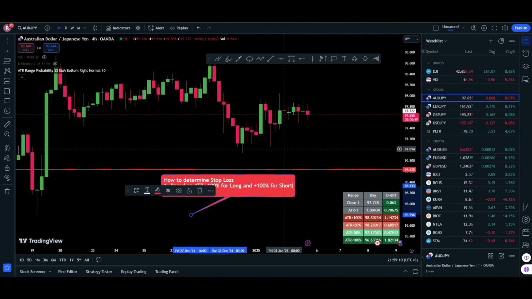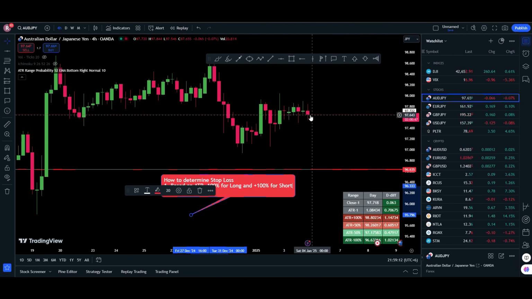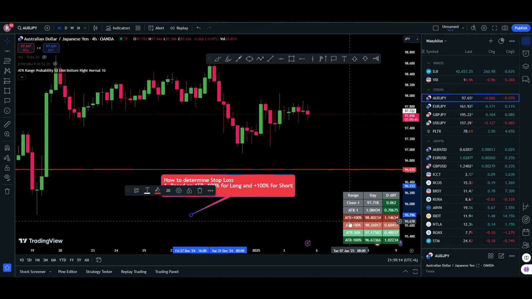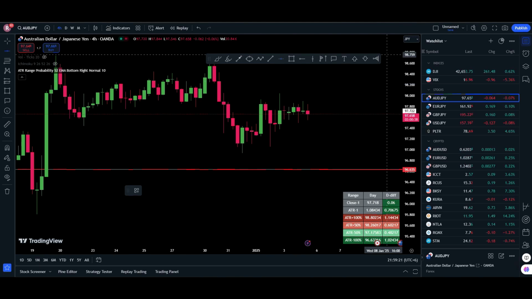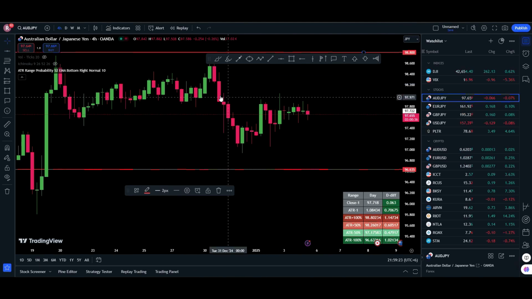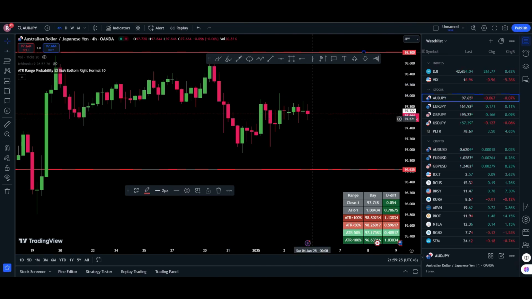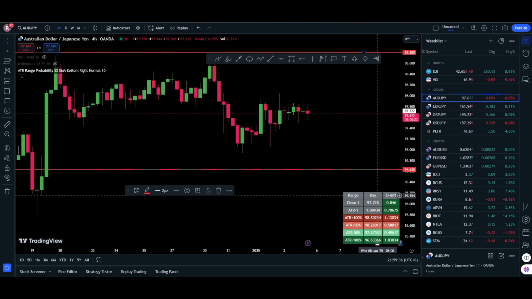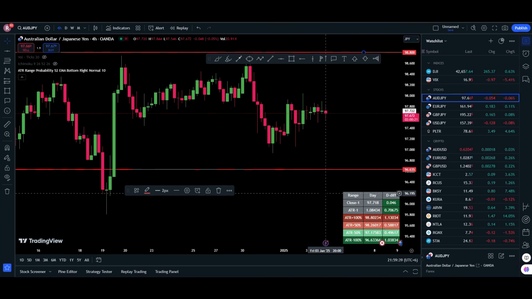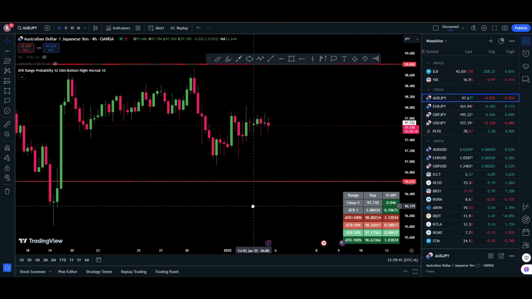Positive 100% means if we short it, if we expect the market to come down, then our stop loss should be 98.80. So where will it be? It will be here. You understand? Considering the price. So going short, we will put the stop loss here, and going long, we should put our stop loss here. So that is based on ATR. That is the simplest form to do that.